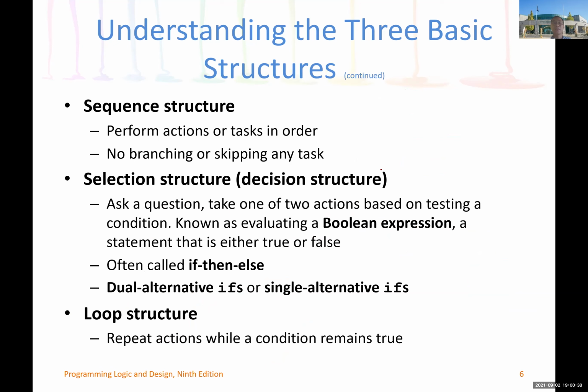The sequence structure performs the actions or tasks in order, from the first statement to the second and the third and so on. You have no branching or skipping of any task. The selection structure is a decision, sometimes called the decision structure.